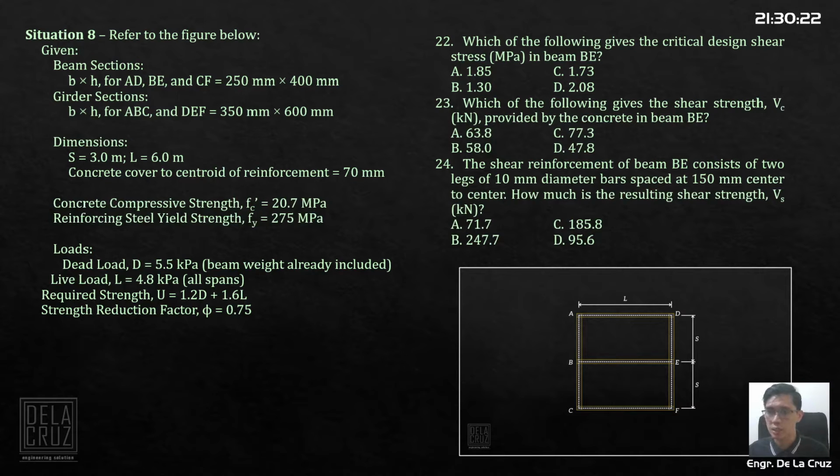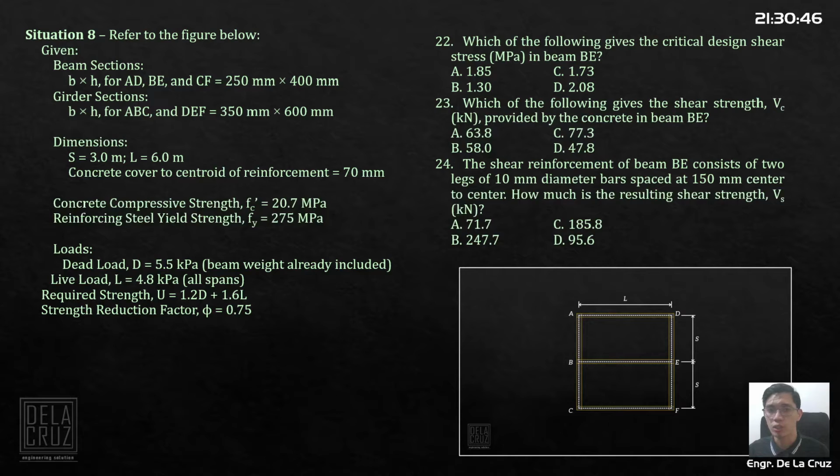The strength reduction factor phi is 0.75, that is the reduction factor for shear. For this situation, our problem is all about shear strength of concrete, not capacity. The shear strength provided by concrete. Basically, it is all about reinforced concrete shear failure.